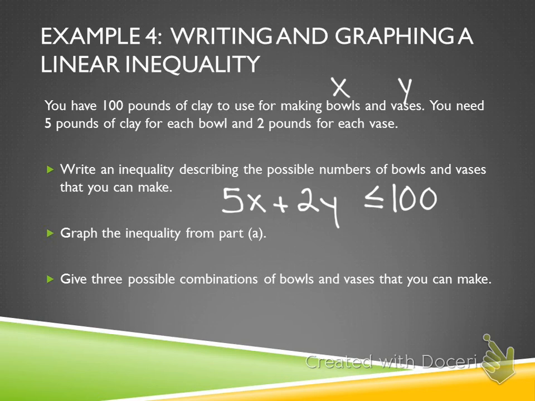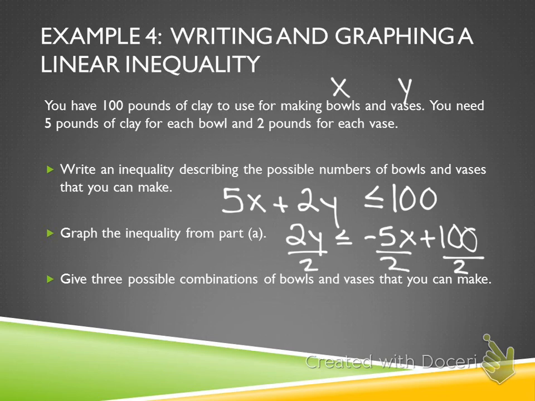So now, am I ready to graph it? I wish. Now I've got to write it in function form. I don't have a whole lot of space to work here, but it's going to be 2y is less than or equal to negative 5x plus 100. Then what do I have to do? Divide everything by 2. All right, and then it's going to be y is less than or equal to negative 5 over 2x plus 50.